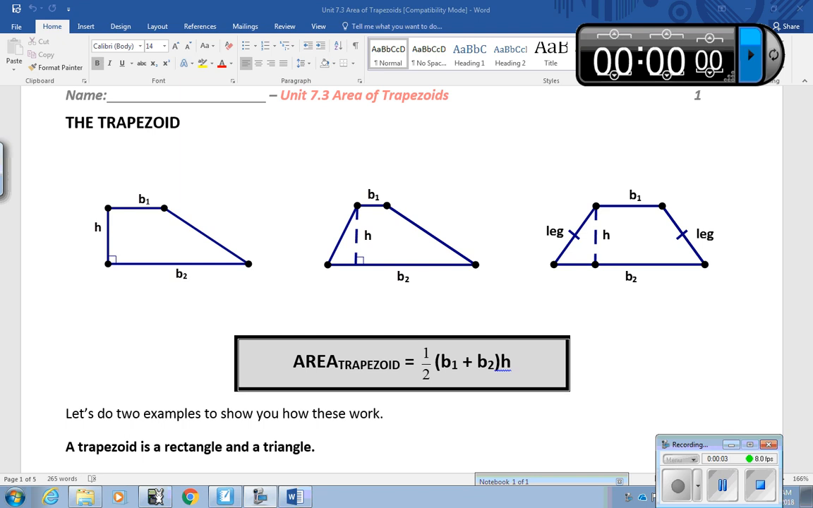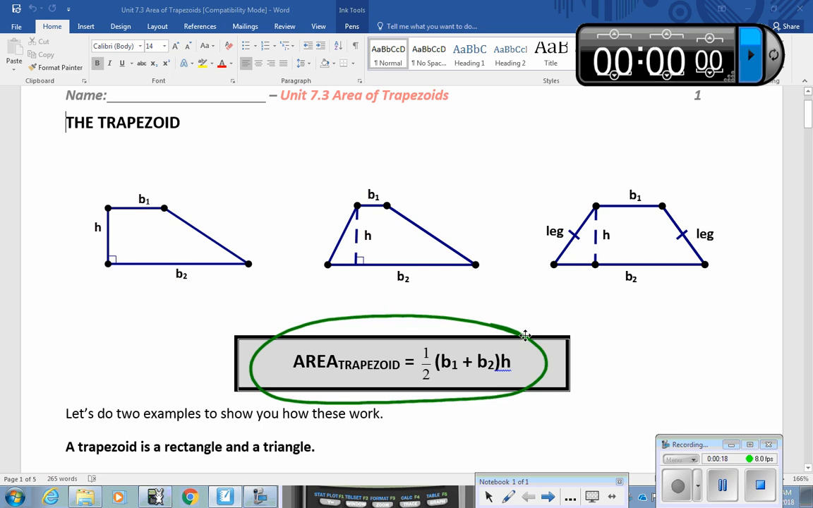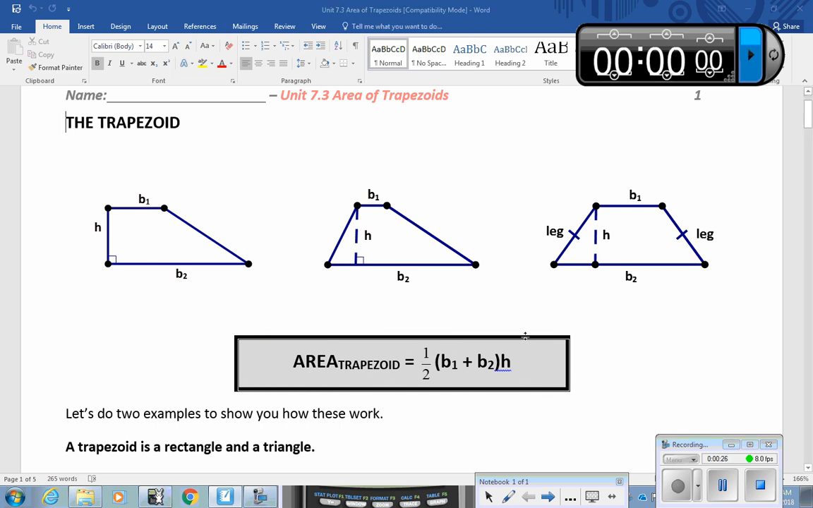Hey guys, we're looking at the area of trapezoids right now, unit 7.3. A trapezoid is pretty much combinations of rectangles and triangles put together. There's a formula that you can see right here in the center of the first page. That formula is over on the sideboard as well. And we'll talk about what the parts mean as we do a couple examples.